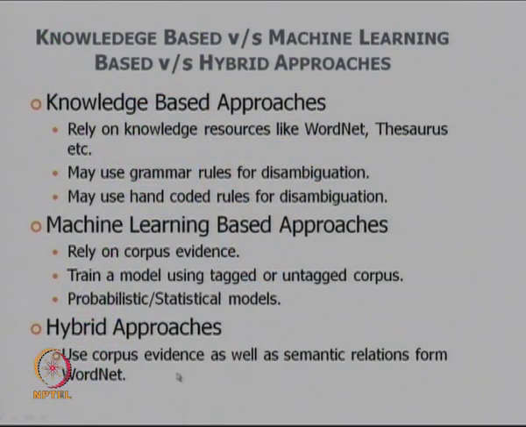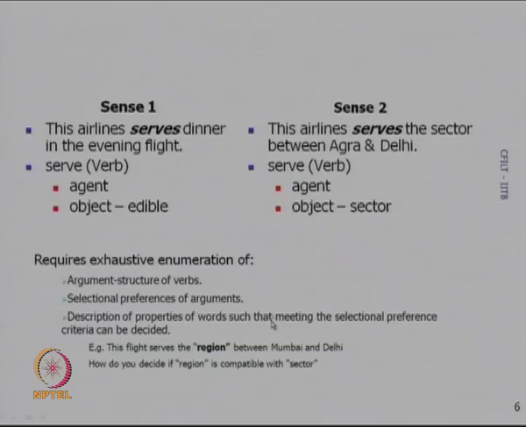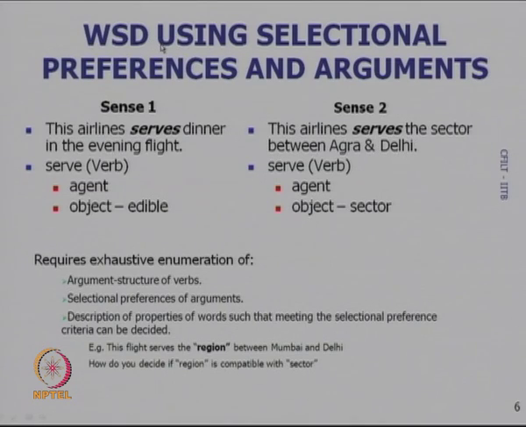All right. So, this gives rise to what is called the machine learning based approach, and then we go to the hybrid approach. Hybrid approach is based on using corpus evidence as well as semantic relations from the WordNet. Now, we go into details of various approaches. Our first approach is knowledge based approaches. In this set of approaches, we now discuss word sense disambiguation using selectional preference and arguments.